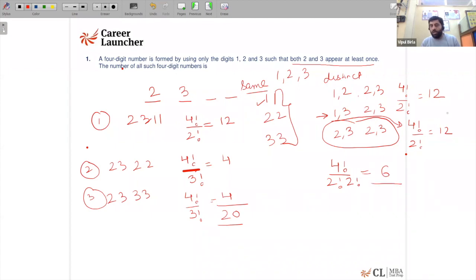So in total, 12 plus 12 plus 6, that is 30 cases are there, for when the remaining two are distinct, and 20 were there when remaining two were same. So in total, the total number of possible 4-digit numbers will be equal to 50, and that is my answer. Right, guys? So this is how we'll be able to solve and get the answer for this.